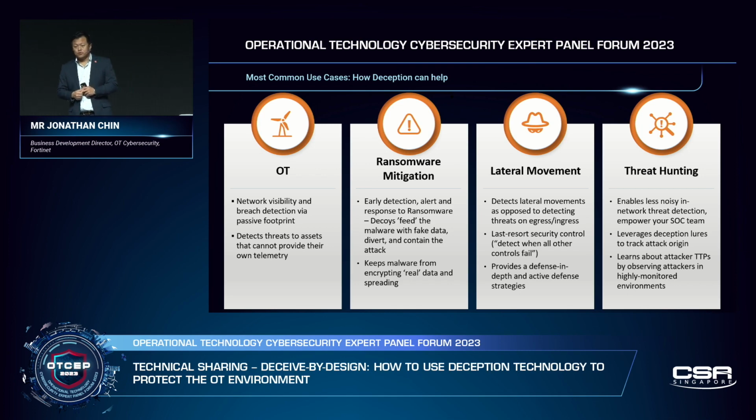You can use your deception layers to track where your attack origin is, where all these attacks came from, which are the infected endpoints, where the entry point is. And then you can learn, because interaction with decoys gives you a lot of data which you can then use for forensic purposes in a very highly monitored environment. So these are the four common use cases in terms of where and how we can deploy deception technology in an OT environment.